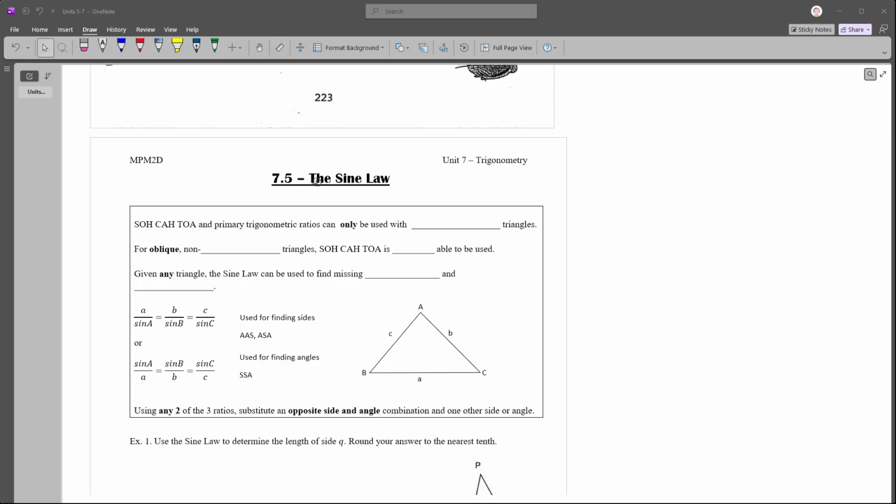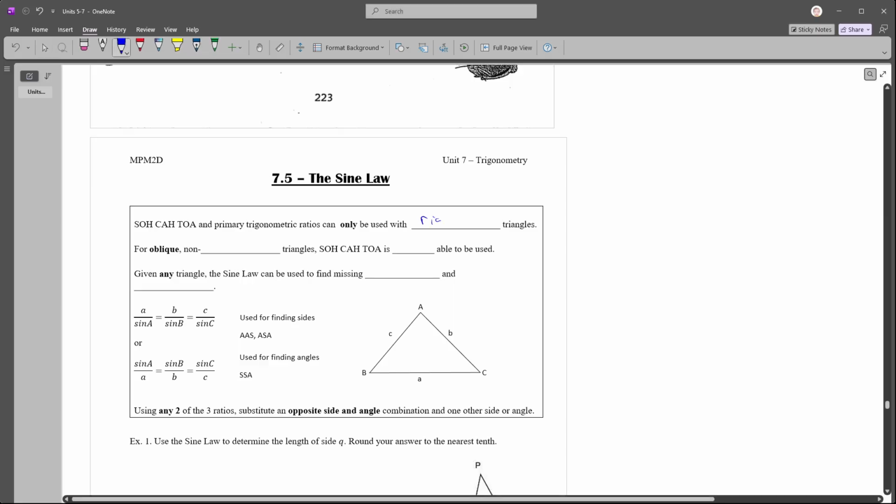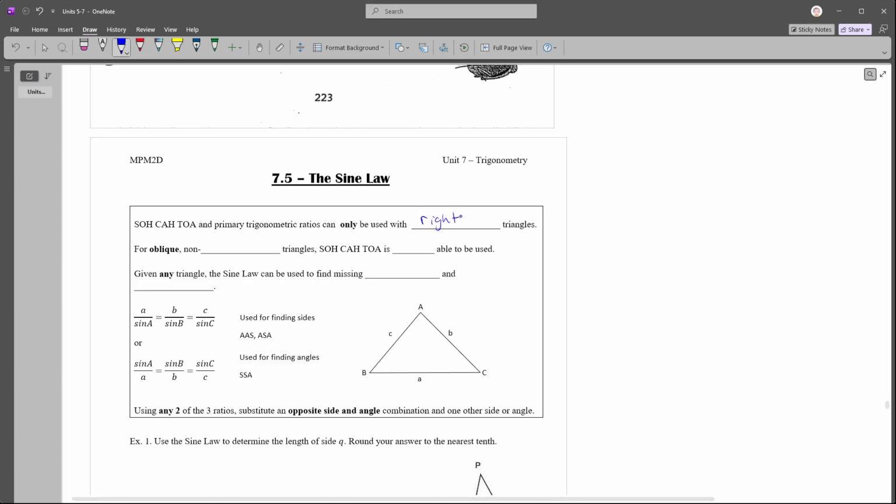Okay, here we go. What we've been doing up till now is applying the three primary trigonometric ratios. The downside to that is that we can only apply those when we have a right triangle. Turns out that not every triangle is a right triangle. Even if we look at it and say, hey, that looks like a right angle, we can't make that assumption.